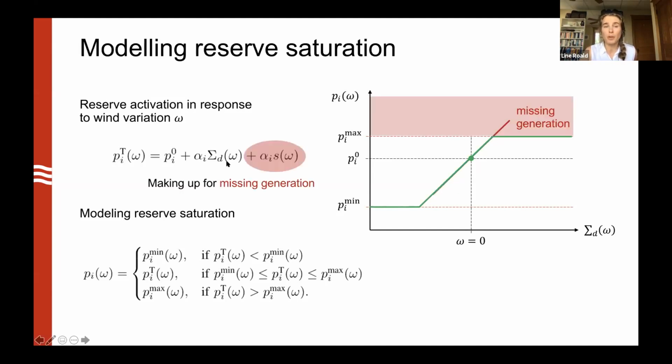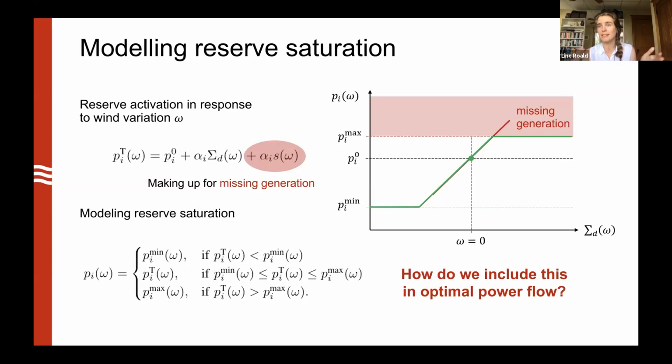However, the problem here is, of course, that if we only use this linear function, we might be in a situation where we are missing generation. So if I ask a generator to operate up in this region, it's only going to produce less than what I asked it for. And so I somehow have to account for that. And so we're adding this second term here in the target power generation to make up for this missing generation piece.